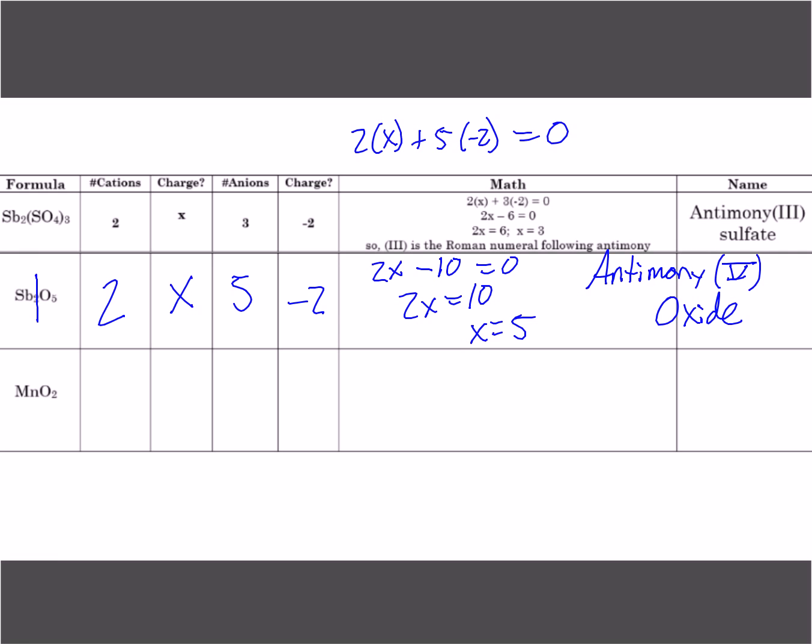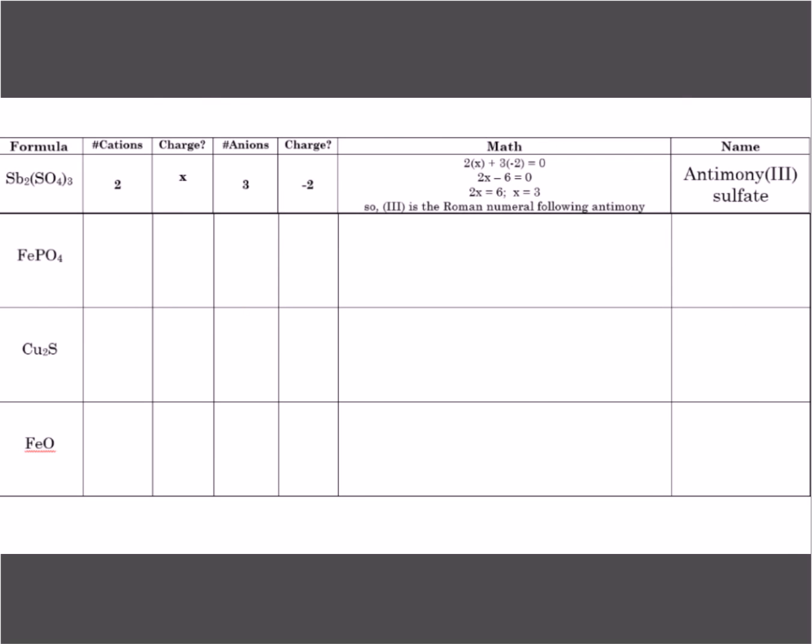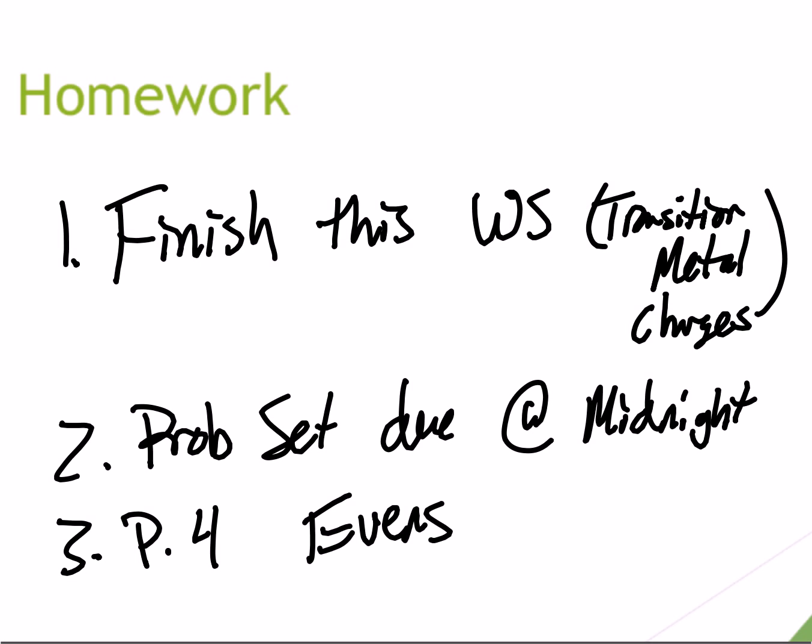So, your homework, what you're going to have the rest of class to work on, guys, you're going to finish this worksheet. Your problem set is due tonight at midnight. Then, page 4 in your packet, you are doing the evens. I will be checking for the evens. If you get that done in class, go back and finish the chart from yesterday. That's what you're working on. Raise your hand if you have questions and I'll come around and assist you.